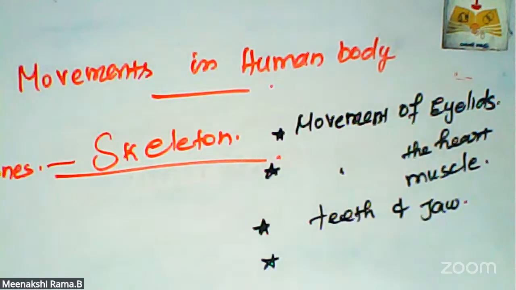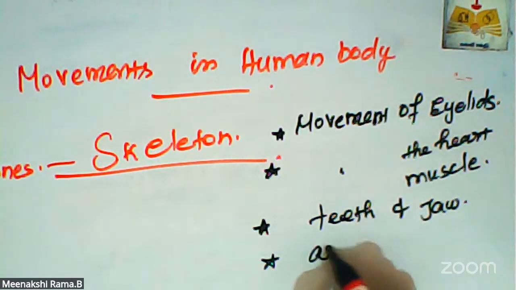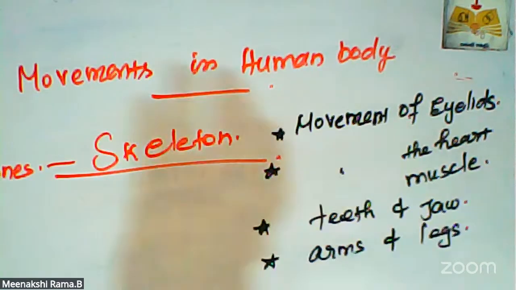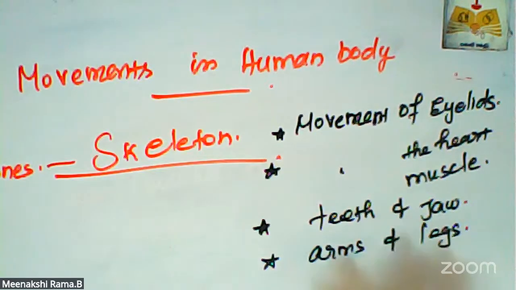And next one is movement of arms and legs. Yes, I am writing, my arms are working. I am walking, my legs are moving. And then movement of head. Did you understand? Yes. Each and everyone nods their head. So, movement of head portion. And next one is movement of neck portion.